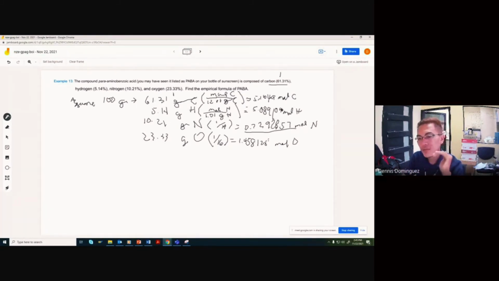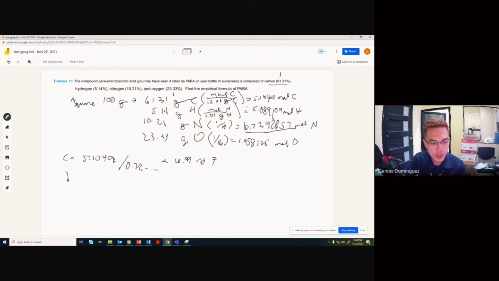So each element, i-divide mo siya ani na number. So si carbon, ang ratio na rin niya is... For carbon is 5.1049 divided by 0.7292857. So that is around 6.99 or equal to 7.